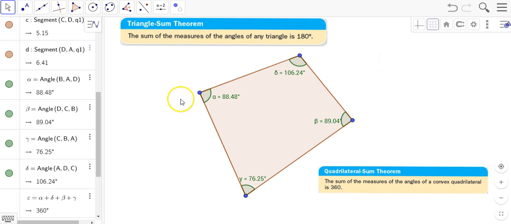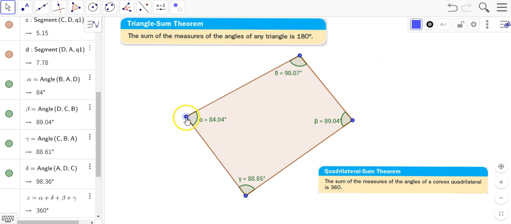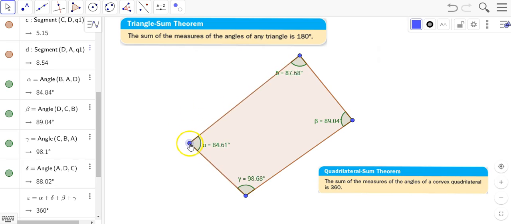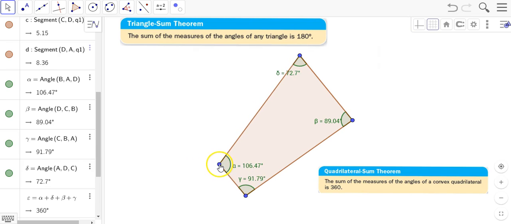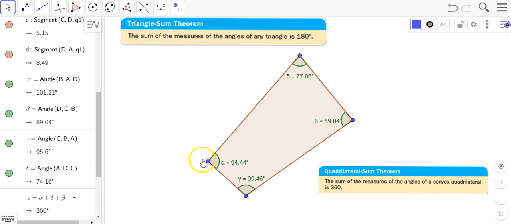And even if I manipulate these things and move them around, if I take this point A and move it, you'll notice that as I move that, the angle is changing because the sides in relation to each other are changing as well. Down here, I still have a convex quadrilateral. Now this angle here is 72.7, 106, and so on and so forth. And notice when I take these four and add them together over here, it still stays 360. That's not a coincidence. That's exactly what the quadrilateral sum theorem is.